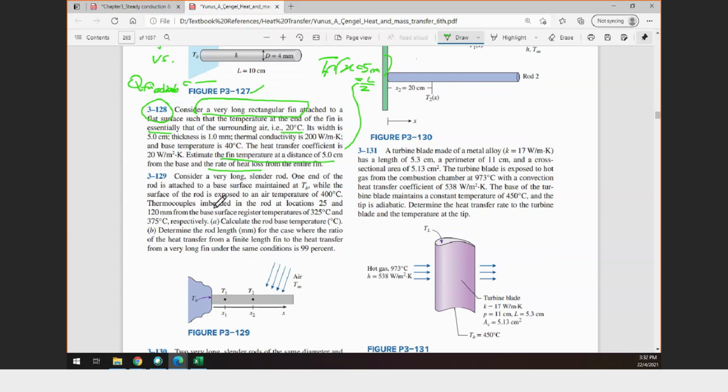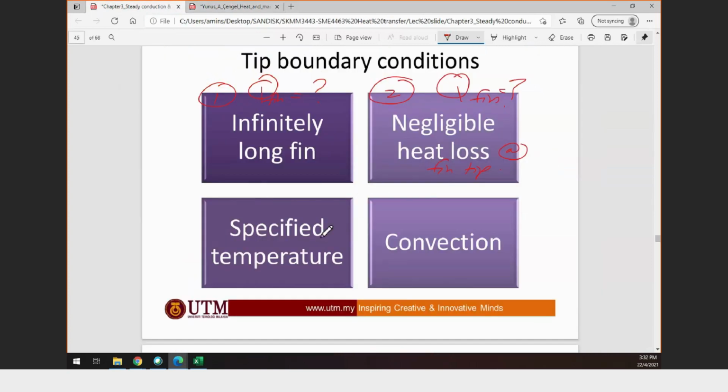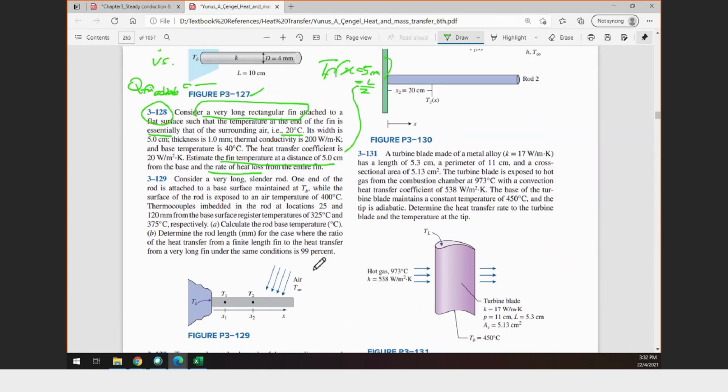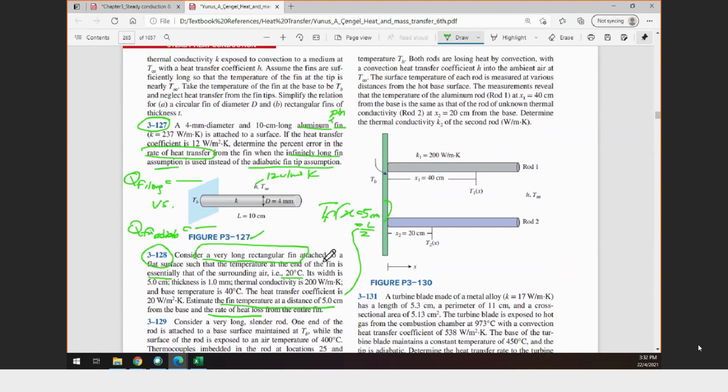So you need to read carefully, at which you need to define what case this problem represents, whether it is case 1, case 2, case 3, or case 4. Or otherwise, if it's not mentioned, then you can use the fin performance calculation.